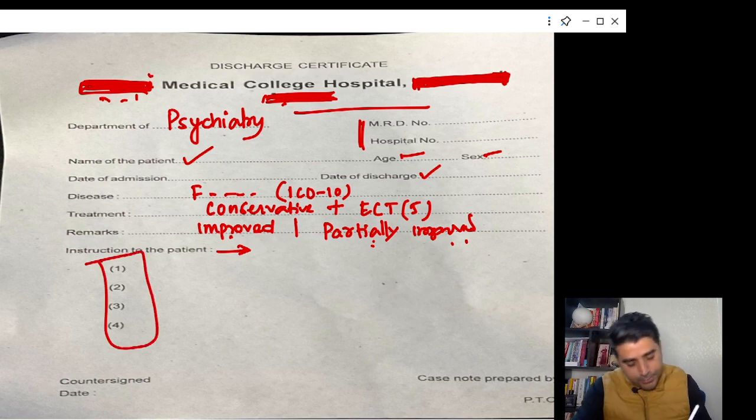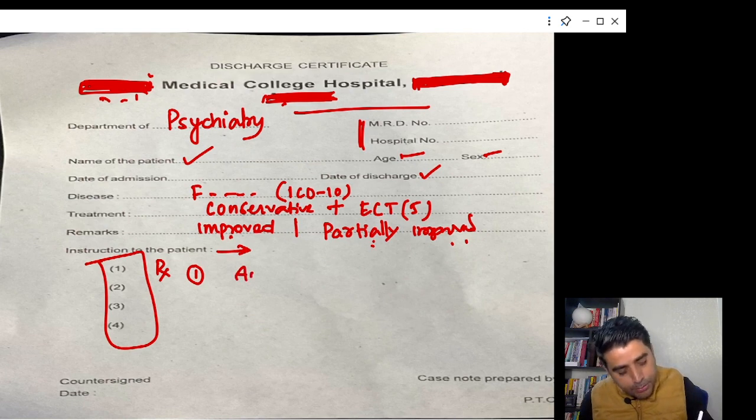Now the important thing here is that the patient may get 1 medication, or the patient may get 4 or 5 medications. You need to be very specific about which medication you write first. Remember, the most important drug or medicine for him should be first. Like if the patient is in psychosis, the antipsychotic will be first. If the patient is in very much depression, the antidepressant will be first.